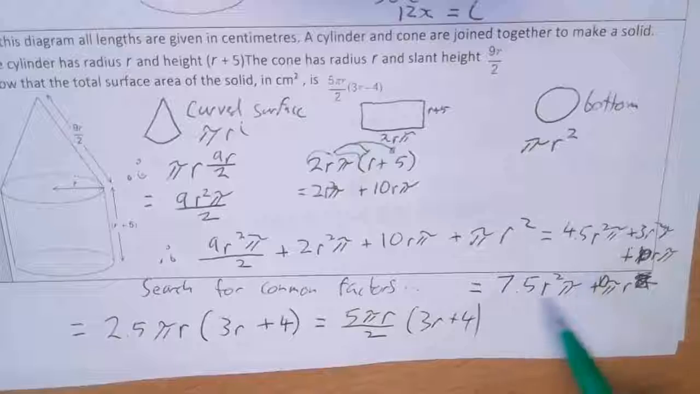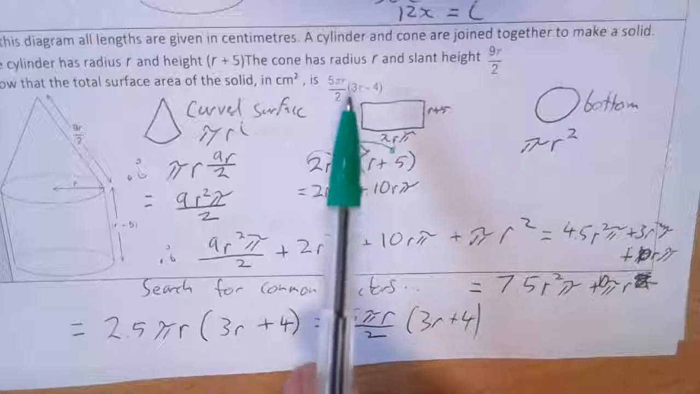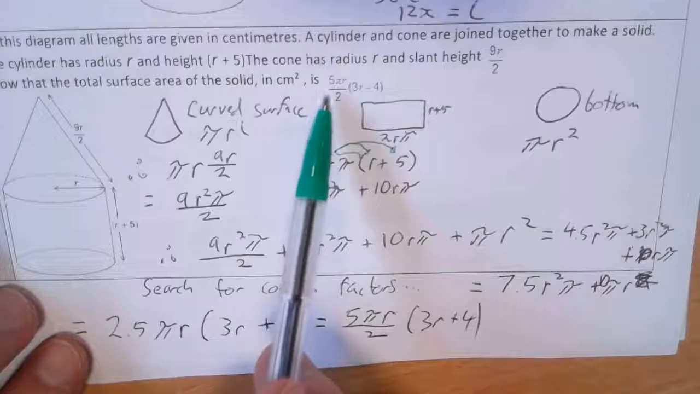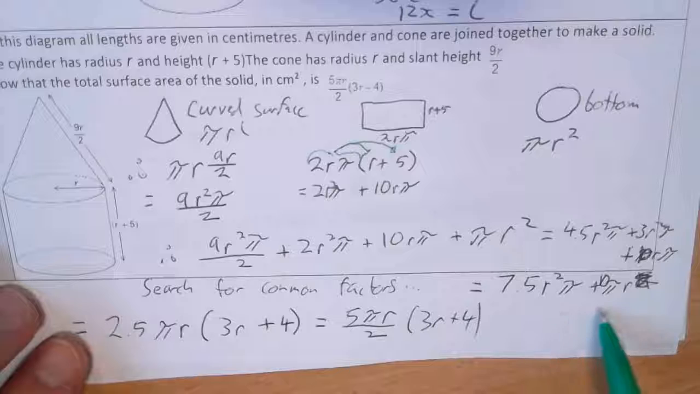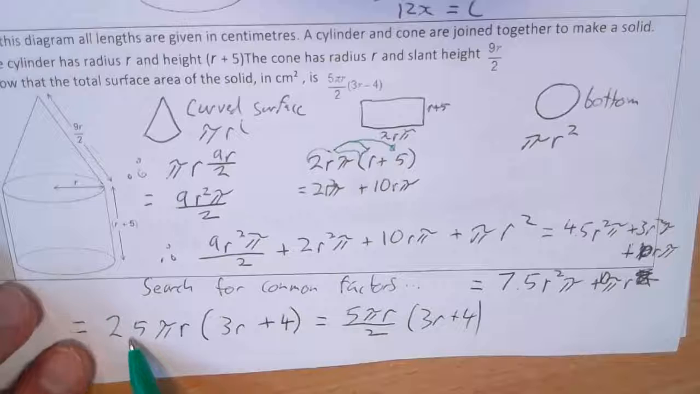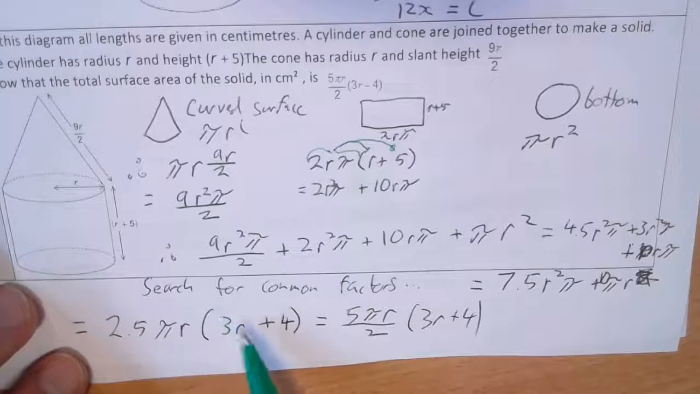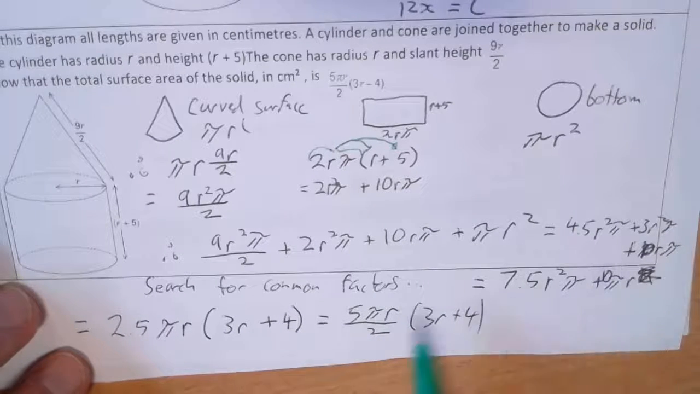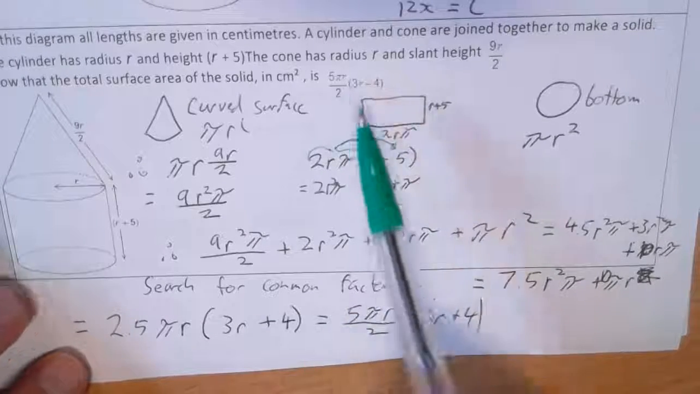And then I've got to get it to match this format here. Now this format here, if you think about it, is 2.5 pi r, and that is a common factor here. So I rewrote this out as 2.5 pi r, and then you have to times it by 3r to get to 7.5 r squared pi, and you had to times it by 4 to get from 2.5 pi r to 10 pi r. And this is exactly the same as that, so I've then just rewritten it in the format which they've got.